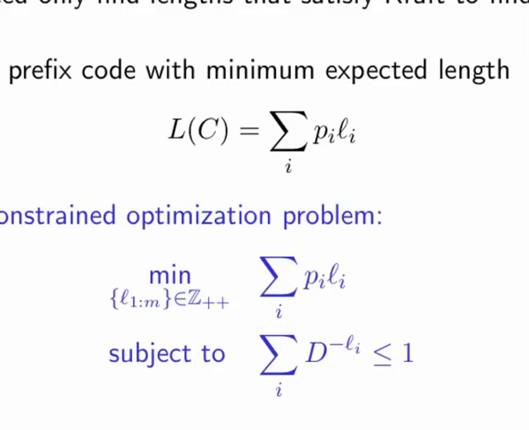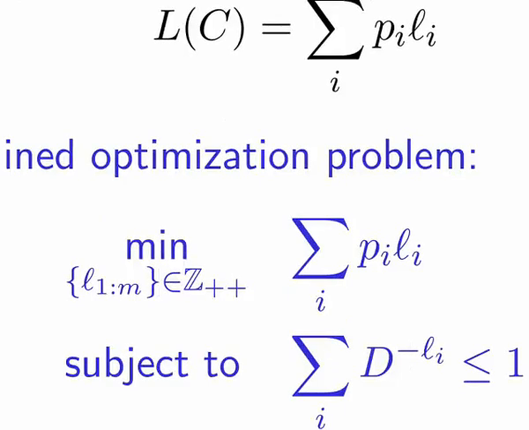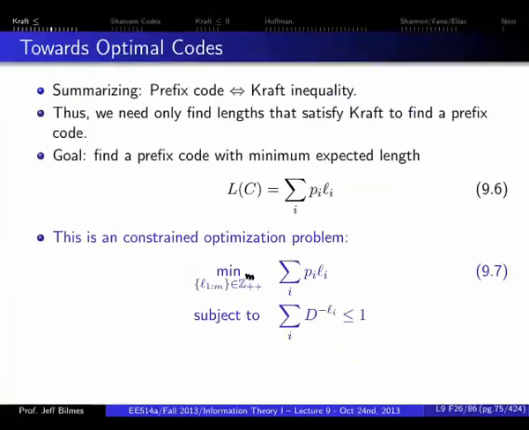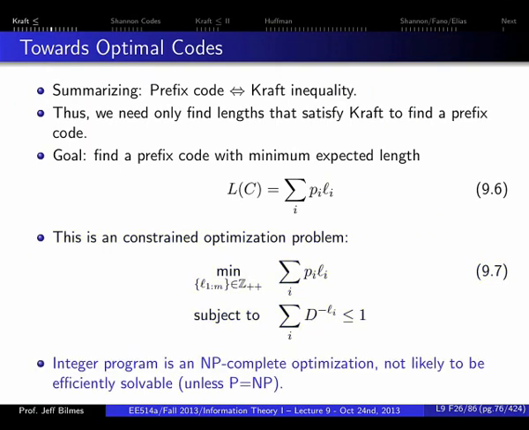To be technically correct, this is to the m. And then we have a constraint, which is Kraft's inequality. We have to satisfy Kraft, always. So it's a math problem, and this is great. This is what Kraft buys us. So is this good? No, this is not good, because integer programming is an NP-complete optimization problem.